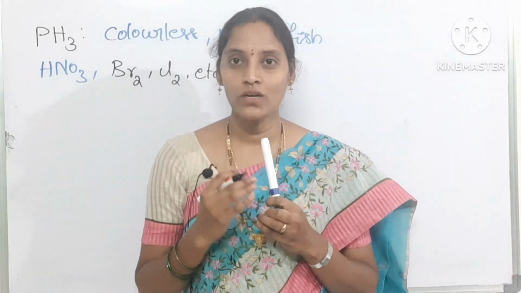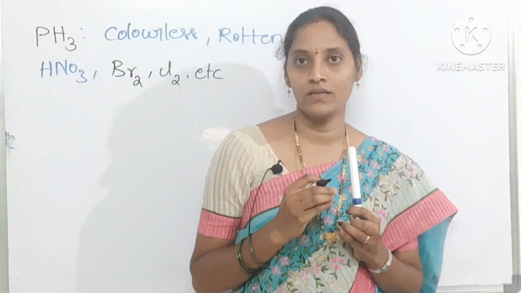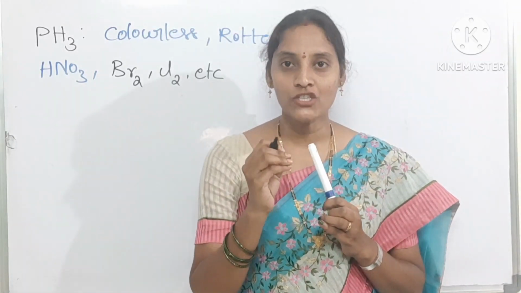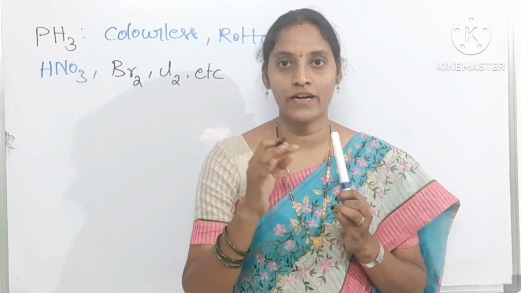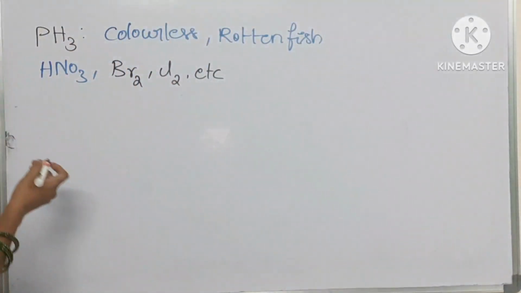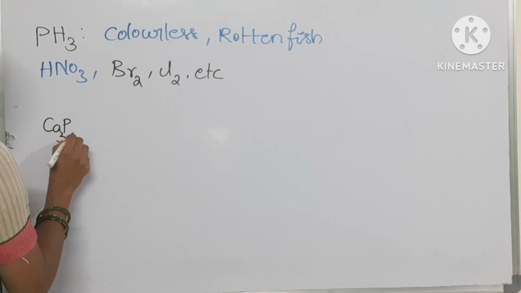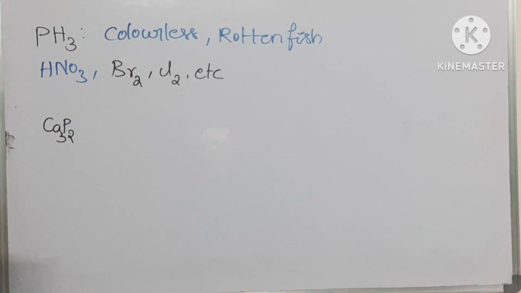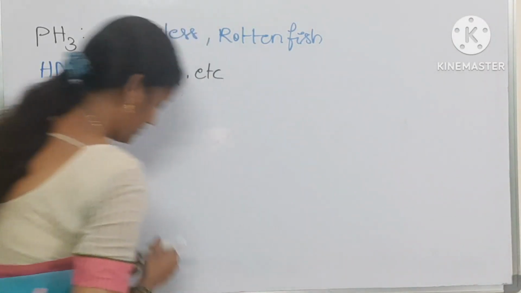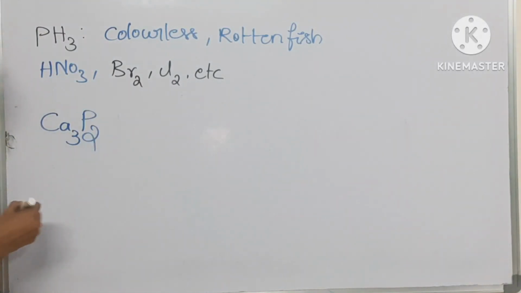Then coming to preparation methods of phosphine. Phosphine can be prepared by the reaction of calcium phosphide with water, and also calcium phosphide reacting with dilute HCl, then phosphine will be formed. See, this is calcium phosphide, Ca3P2. Ca3P2 is the calcium phosphide.